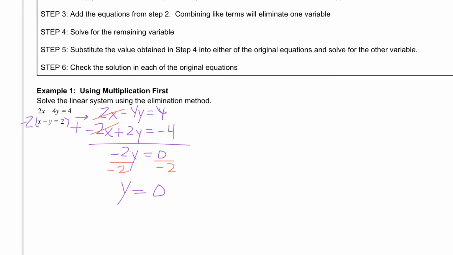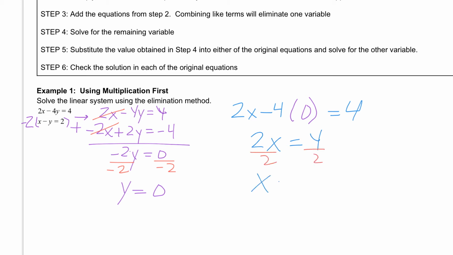And I get 2x minus 4. Here's where I'm plugging in what I got for y, which is 0. And that's equal to 4. So if I solve for x now, -4 times 0 is just 0. So I'm left with just the 2x equal to 4. And then I can divide both sides by 2. And I get x is equal to 2.